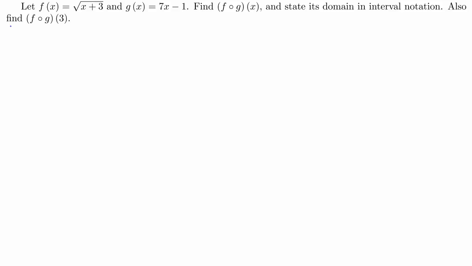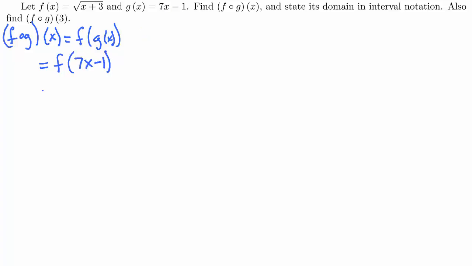Okay, to find f composed of g of x, I need to realize that that means f of g of x. And working from the inside out, that gives me f of whatever g of x is, in this case 7x minus 1. So I go back to the f function right here and replace x with 7x minus 1.